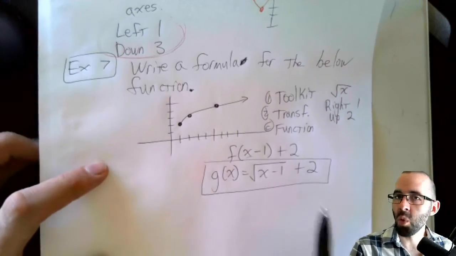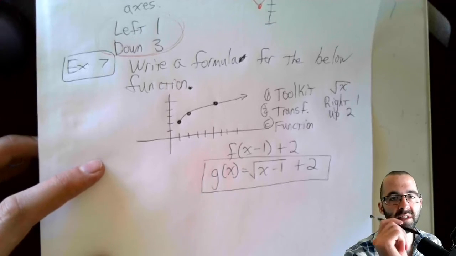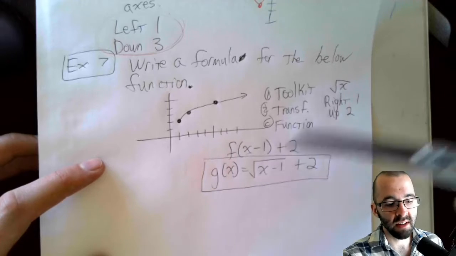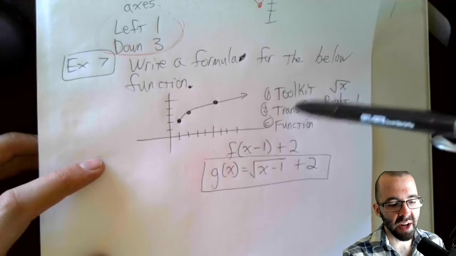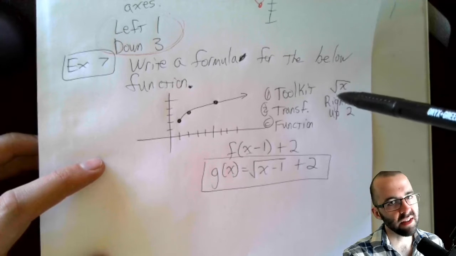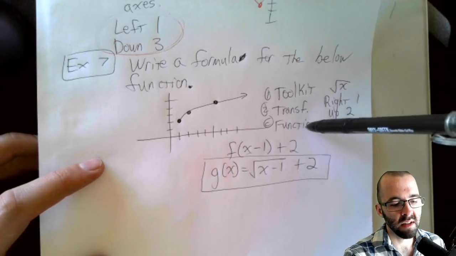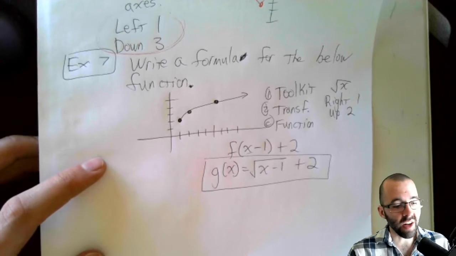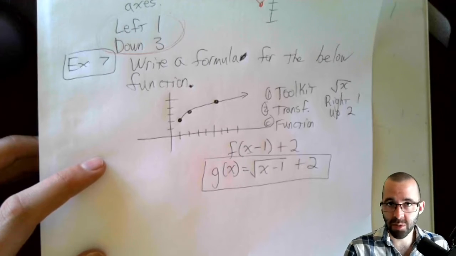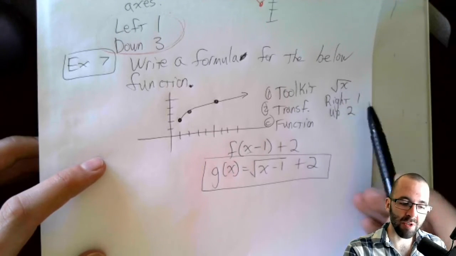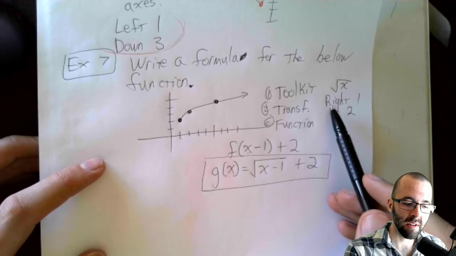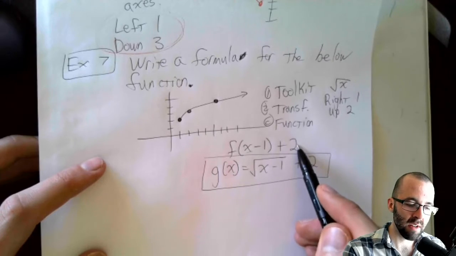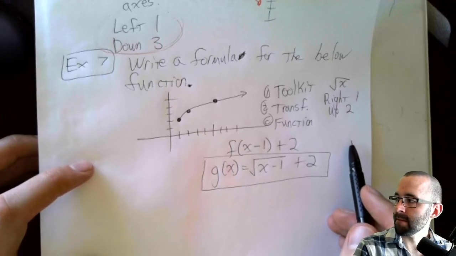Example 7 is one of the most important examples of this entire section. And I can almost guarantee that your quiz on Tuesday, that's when you're going to be quizzed about this, is going to have a problem that looks like this. Okay? These are good problems. So you need to know what your toolkit functions look like. You're not just going to magically know them. You got to study. Got to do some problems. And you need to be able to use your function transformations. Okay? Right 1, up 2. This is the right 1. This is the up 2. All right.